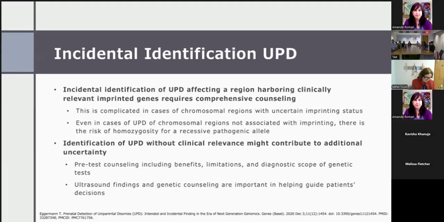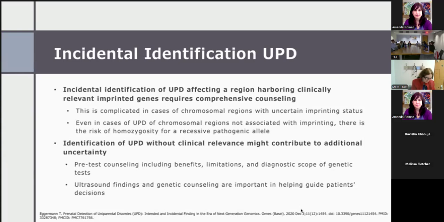Identification of uniparental disomy without clinical relevance might contribute to additional uncertainty. And so pre-test counseling, including benefits, limitations, and diagnostic scope of genetic tests, is very important. And ultrasound findings in genetic counseling are also equally important in helping guide patients' decisions.